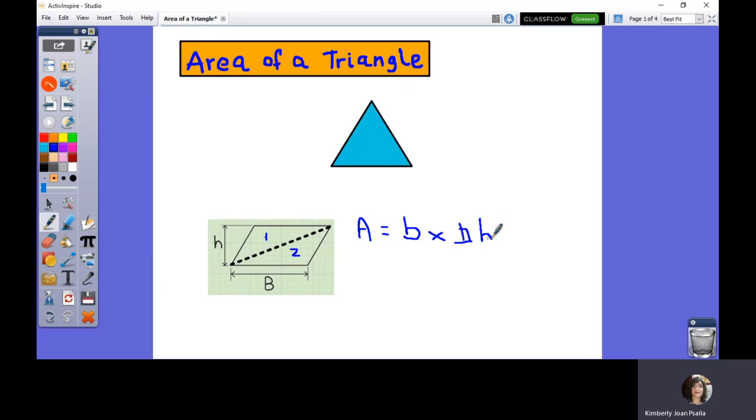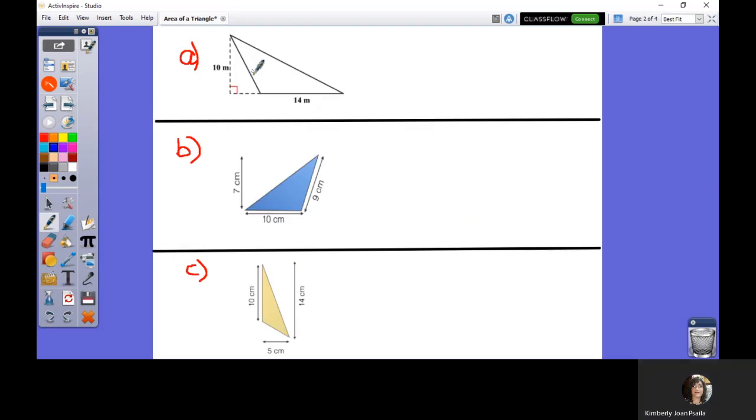I can use the area of the whole parallelogram and then divide everything by 2. So the area of a triangle is found by using this formula, which is equal to base times perpendicular height, and the answer you get is divided by 2. So let's work out some examples.